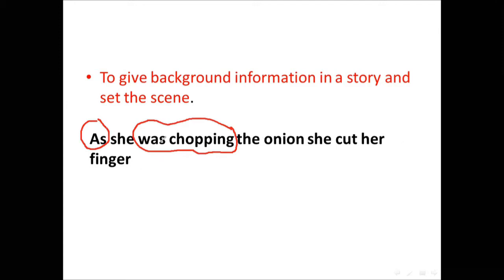Now, what did she do? She gave you the background about the action. She gave you background about why her finger was cut. Okay. Now, in this case, we can say this kind of structure you can see in the stories, when the writer wants to give you the background about the story and set the scene.